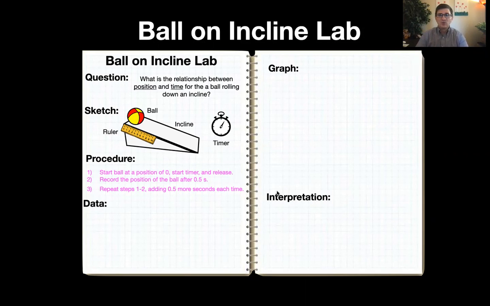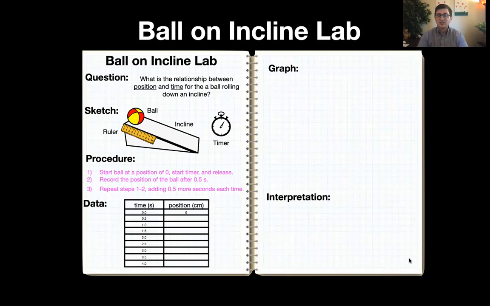Then we're going to let the ball roll for half a second, and we're going to stop the ball and record its position after half a second. Then we're going to restart the whole process and do it for, instead of half a second, 1 second. Then we'll do the same thing again for a second and a half, and then 2 seconds and on from there. So your data table is going to look something like this.